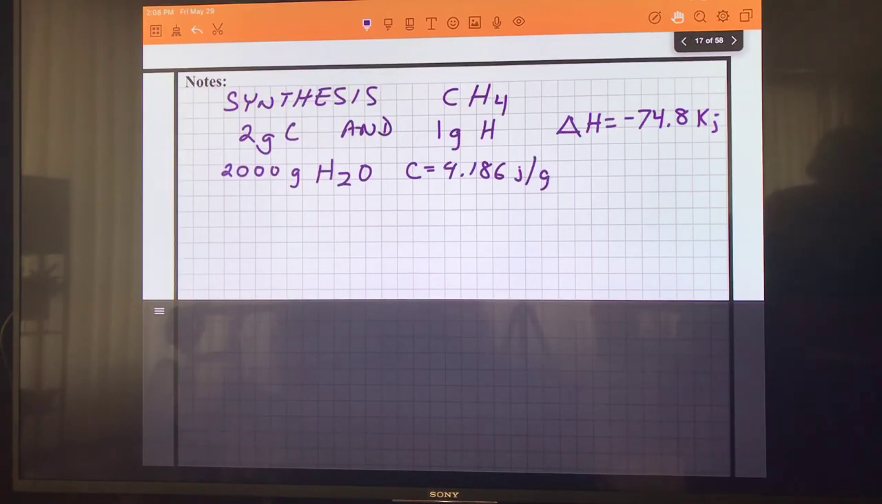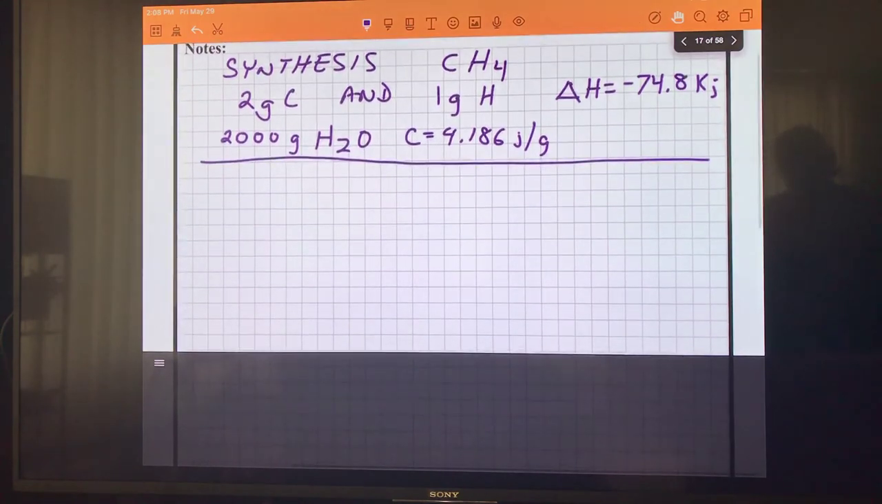And let's see, I think that's probably going to be enough information for us to begin going ahead and solving this problem. So remember, we need to do this in two parts. The first part is the stoichiometry, the second part is the calorimetry. So let's go ahead and get going with the stoichiometry. Synthesis, we know how to do this.